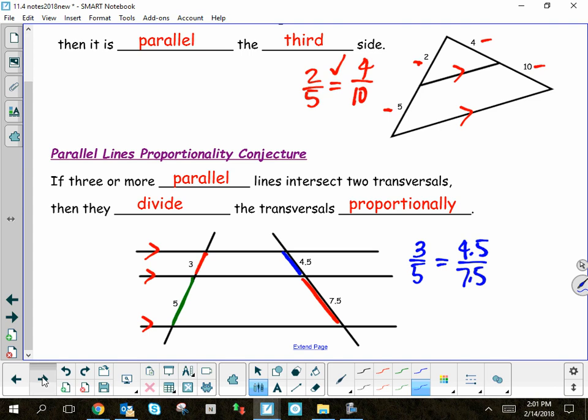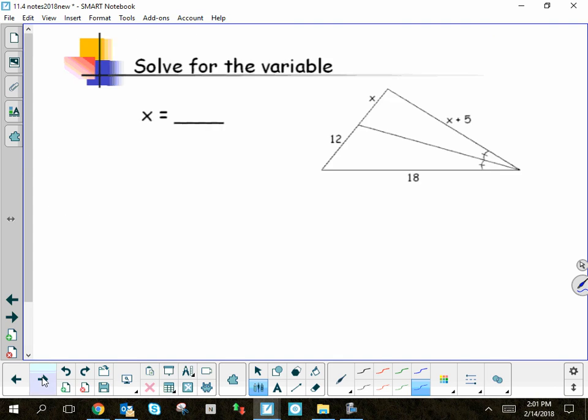All right, let's try some examples now. All right, so we got an angle bisector. So here's the part that you have to remember. 18 is to 12 plus 5 is to x.